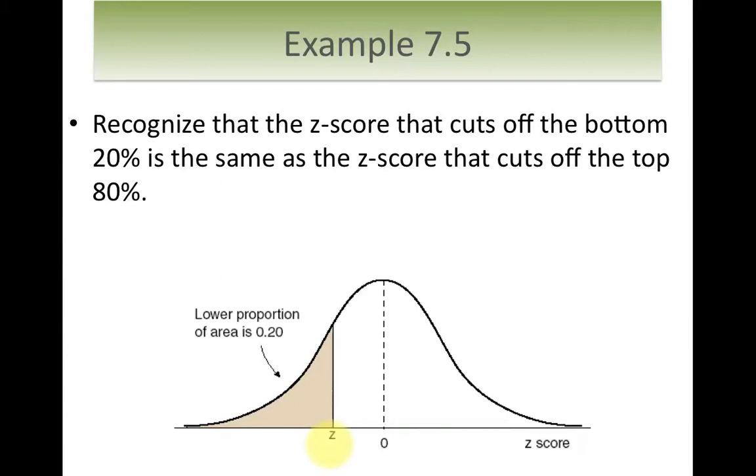So you should be able now to answer questions when the area to the right is given, because you simply subtract from 100% to get the area to the left. So let's look at an example of that.